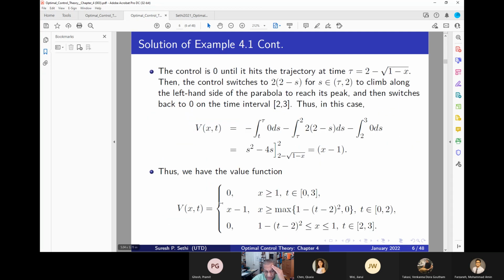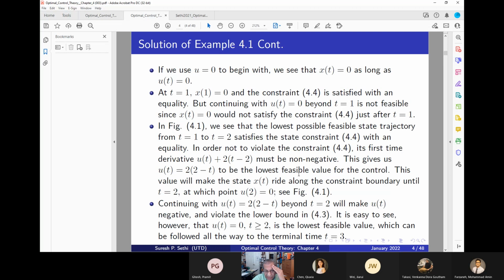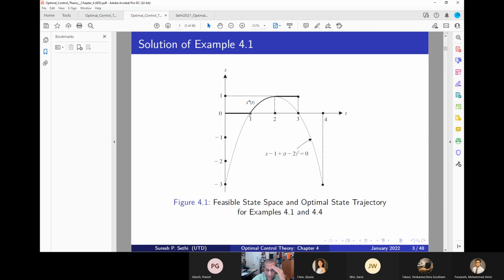The point I'm making is that this V_x(t) is going to be discontinuous at this point, or the derivative is going to be discontinuous at this point. That's the point I'm making. And so I'm solving the problem for x bigger than or equal to 0. Okay. And when x is bigger than 0, we don't go on this side.